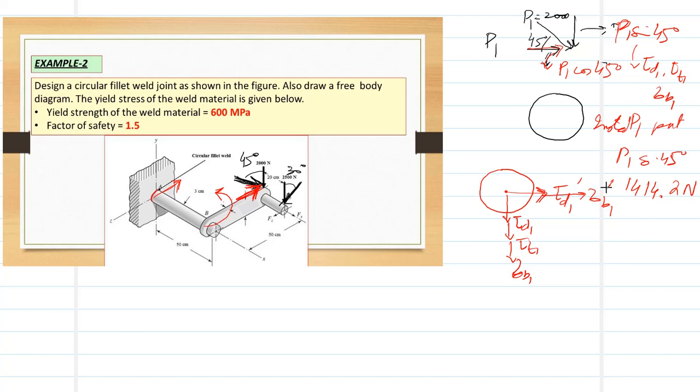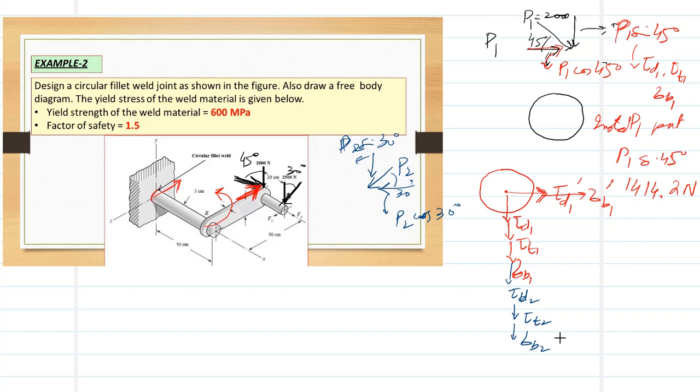Similar is the case for the second load. This P2 has two components. One is this and one is this. If this angle is 30 degrees, this component is P2 cos 30 degrees, and this one is P2 sine 30 degrees. This P2 sine 30 degrees has the same effect as in the problem we have done. It has a tau D2, it has a tau T2, it has a sigma B2, in the same direction because it is the vertical component.